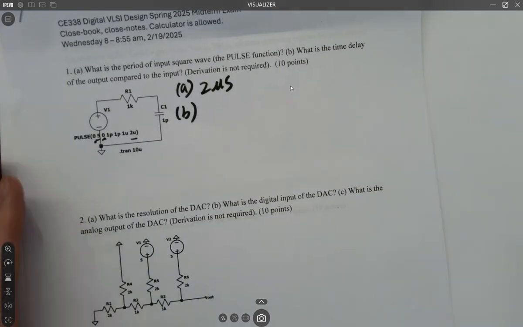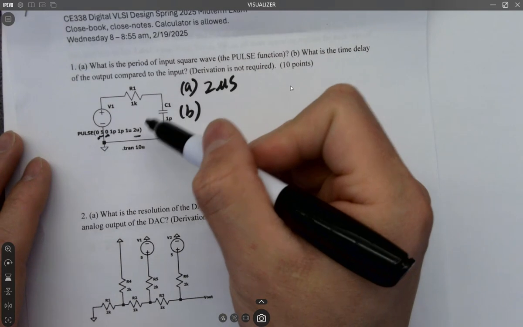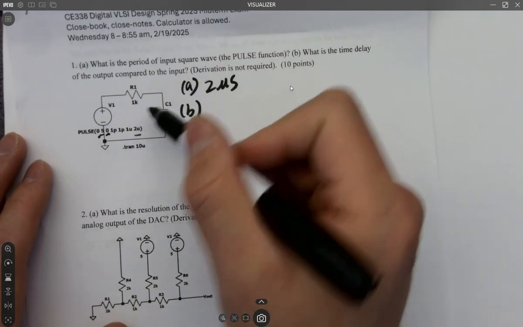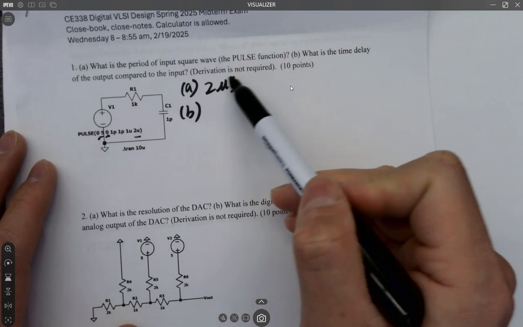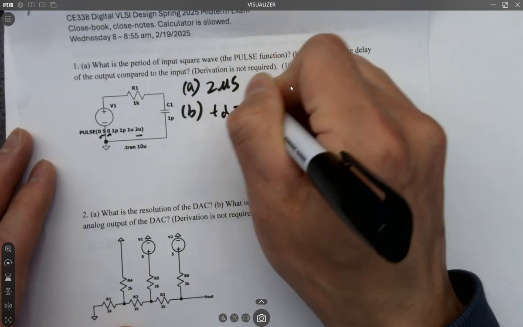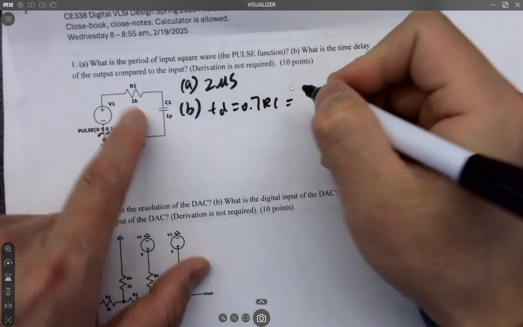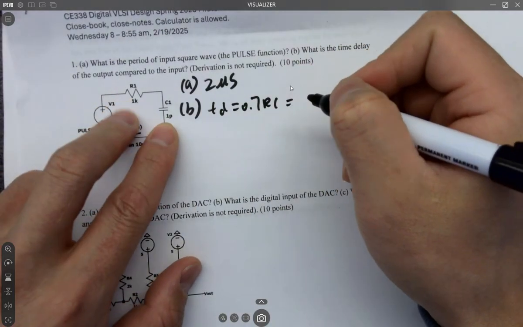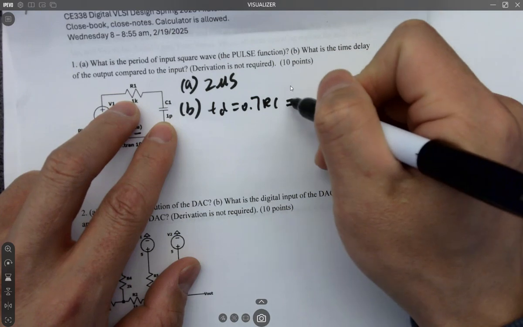And we went through several different quizzes and homework assignments on this, right? And you don't need to derive anything. Derivation is not required. So directly just write down TD equals 0.7 RC. And if you just look at the units, I also find out a lot of guys are not really familiar with the units.